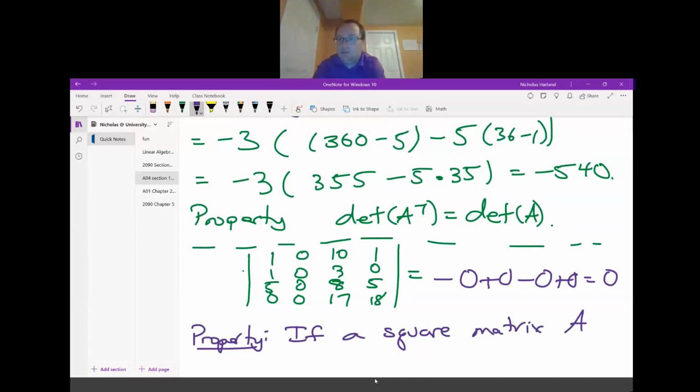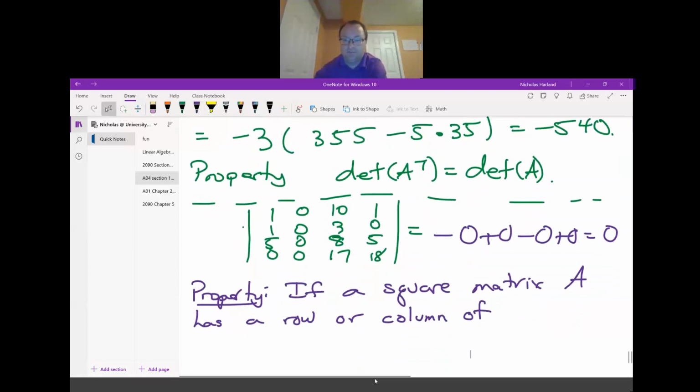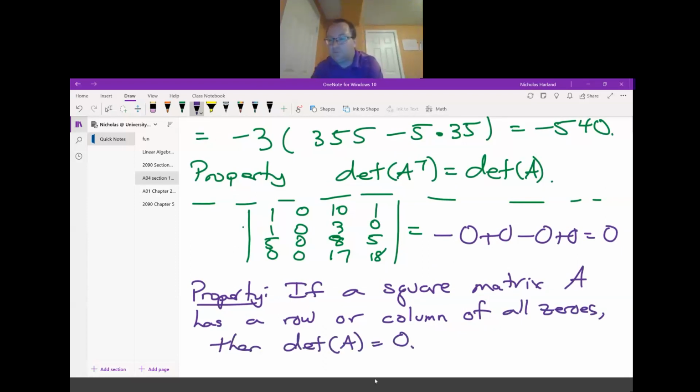Come up with a rule. If A has a row or column of all zeros, then the determinant of A is 0. And that's just cofactor expansion. Cofactor expansion would say, just expand along that row of zeros. Everything is 0 times something, so it turns out to be 0.